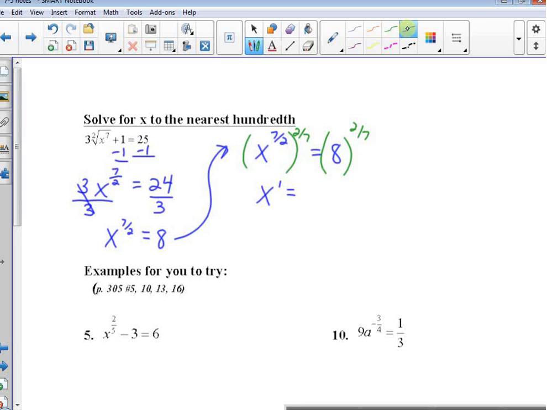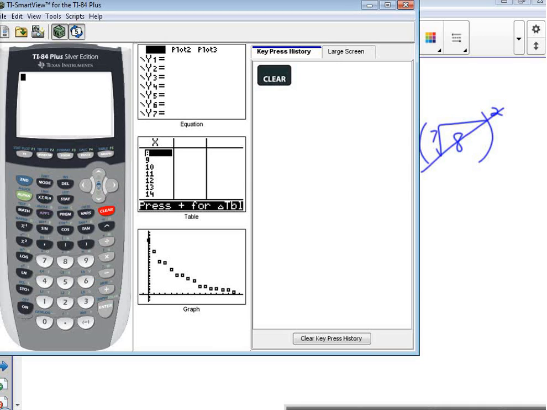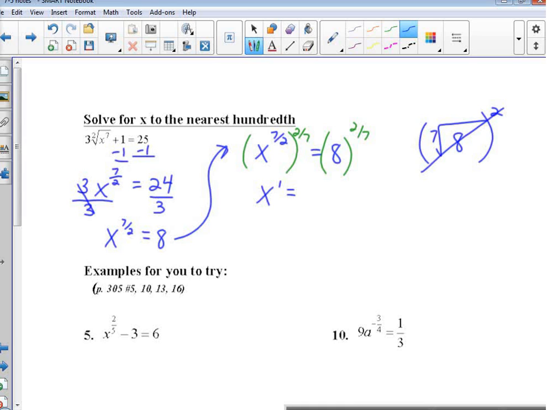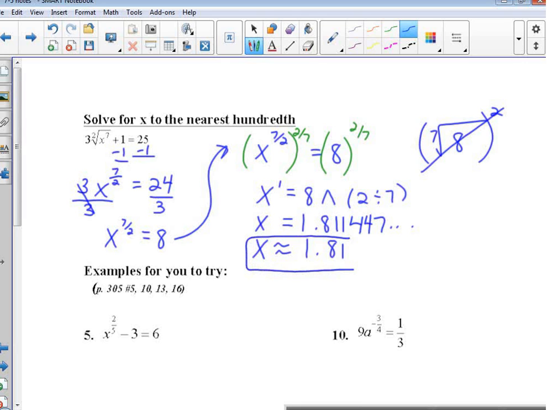And then 8 to the 2/7, I can't figure out the 7th root of 8 squared without help from my calculator. That is not a perfect 7th root. So I'm going to go to my calculator and type in 8 to the parentheses 2 divided by 7. And so I want to take that decimal and round it to the nearest hundredth. So I did 8 caret 2 divided by 7. And I get x is 1.811447 dot dot dot. That's approximately 1.81 to the nearest hundredth.